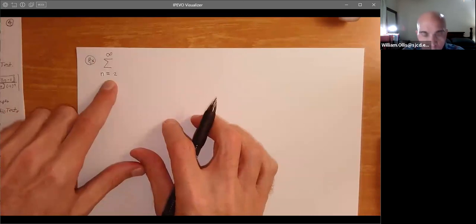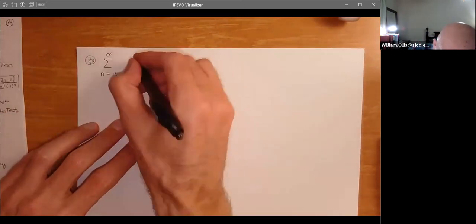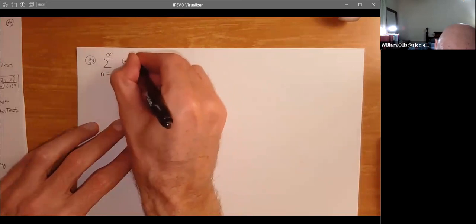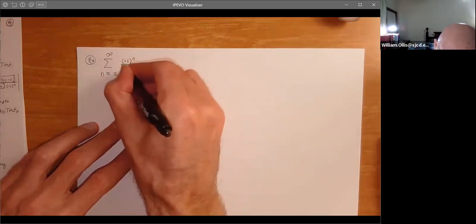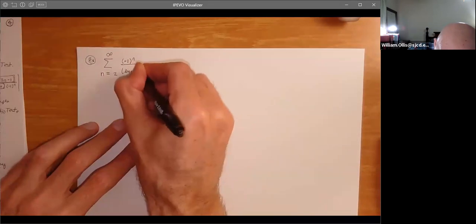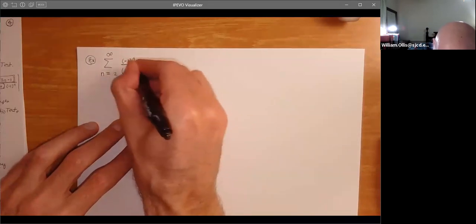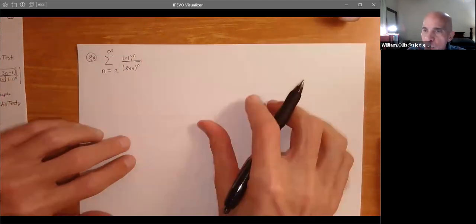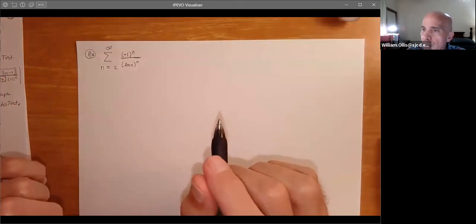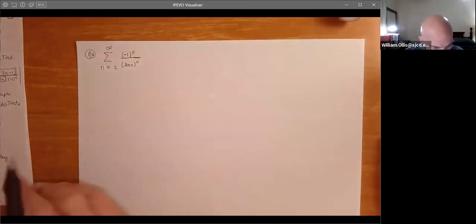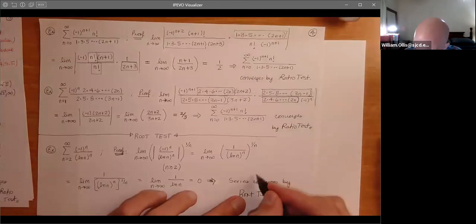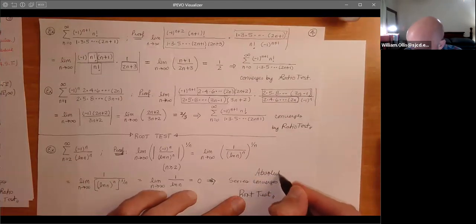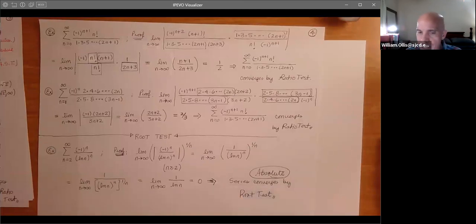So say we have the sum from n equals 2 to infinity of negative 1 to the n over the natural log of n, all to the n. Now, the idea is, like I said before, there might be instances when these new tests are actually more useful, because we're thinking that it's absolute convergence. When I say converges, these are all absolute convergence. I mean, the test is absolute.